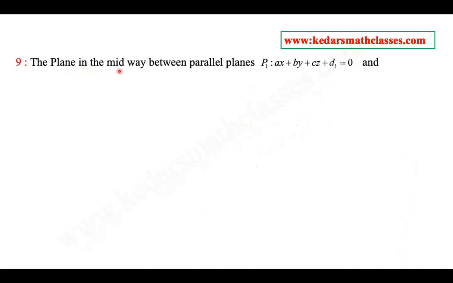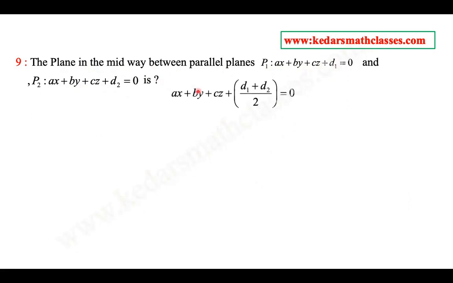The plane in the midway between parallel planes. One plane is ax plus by plus cz plus d1 is equal to 0, and the other plane is ax plus by plus cz plus d2 is equal to 0. Children, you observe here the x, y, z coefficients are the same. The two planes differ only in the constants d1 and d2. Both of them are perfectly parallel planes. Then you can imagine one plane exactly in between them, in the middle. That plane's equation will be ax plus by plus cz plus the average value of the two constants d1 and d2, that is (d1 plus d2) by 2.